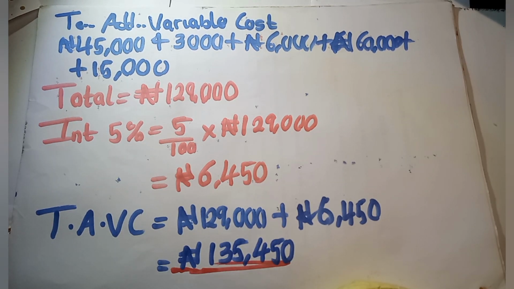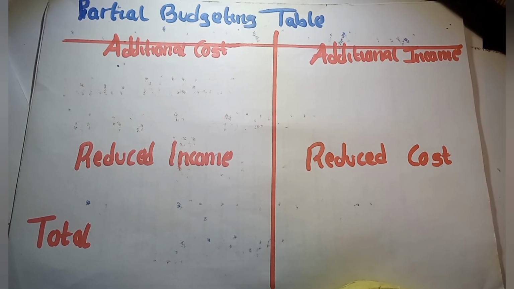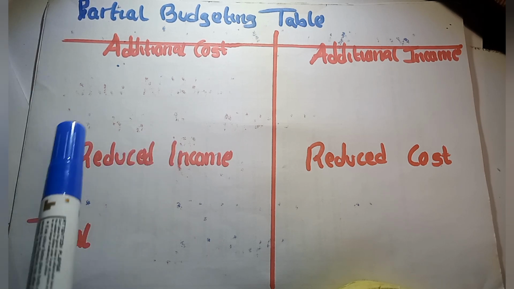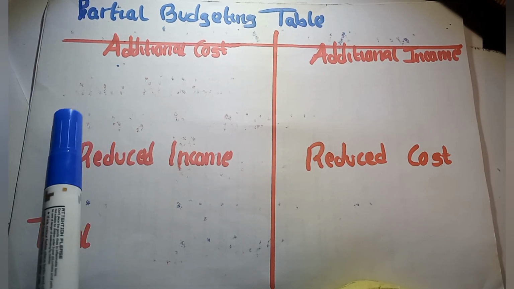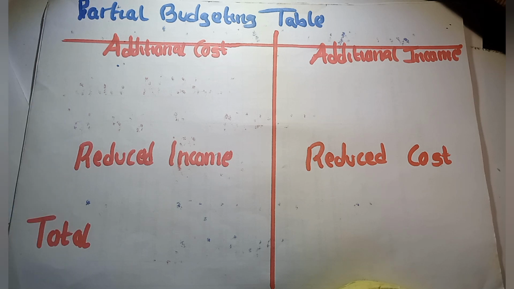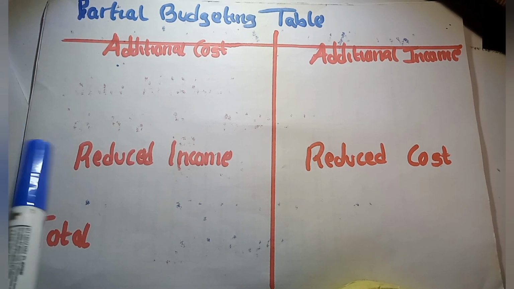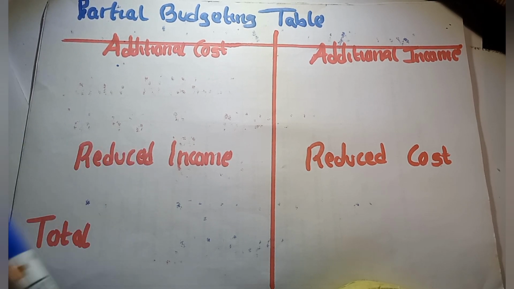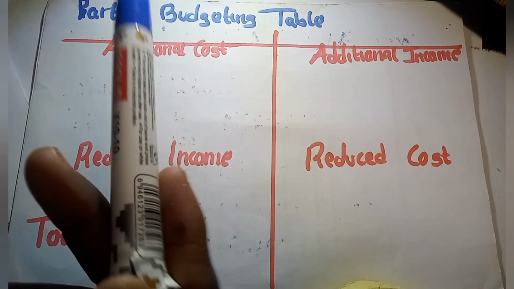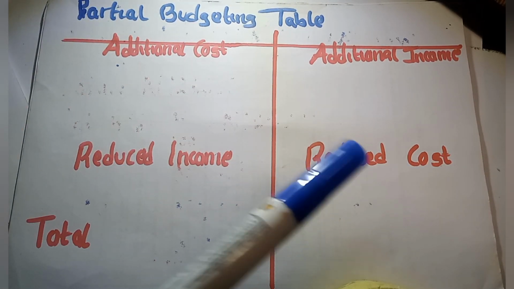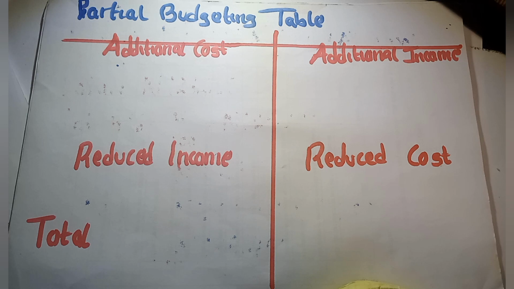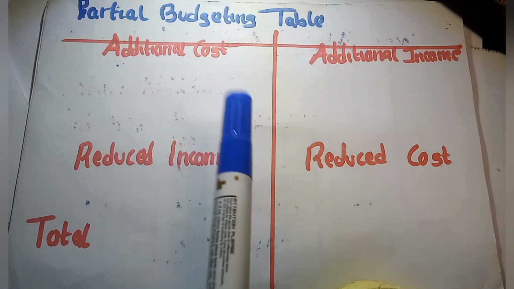So let's proceed with our other costs. Before we proceed, I want to show you how the partial budgeting table will look. We have the additional cost, which, as I already explained, is the cost that the farmer will be incurring as a result of changing from one enterprise to another. The reduced income is the income that he will not be generating as a result of the proposed change, while additional income is the income from the new enterprise. The reduced cost is the cost that the farmer is incurring on his previous enterprise, but will not be incurring on the new enterprise.